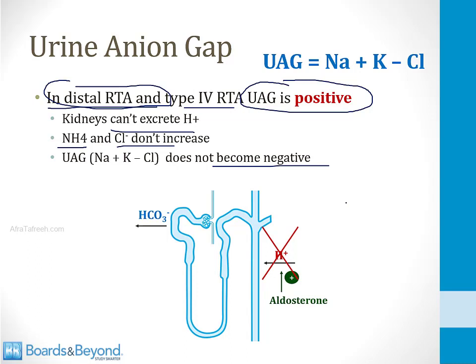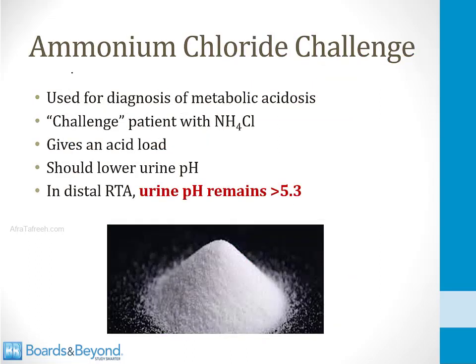And when you see that, it means there's something wrong with the secretion of protons and ammonium in the distal nephron. There's another special test that can sometimes be used to make a diagnosis of a type 1 distal RTA, and that's called an ammonium chloride challenge.